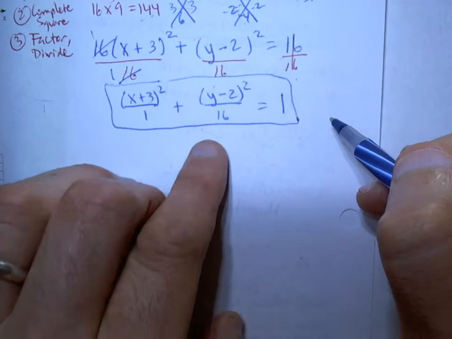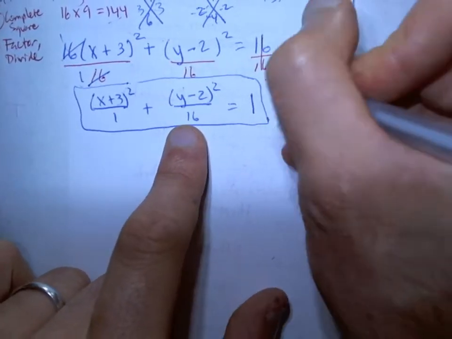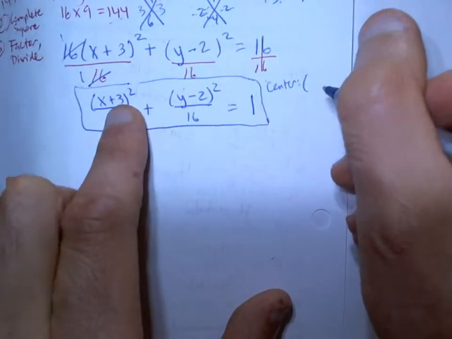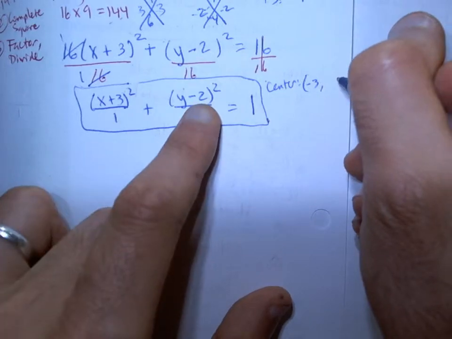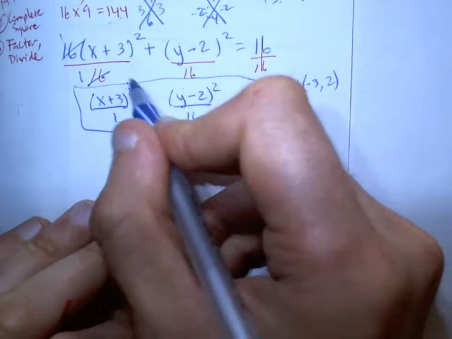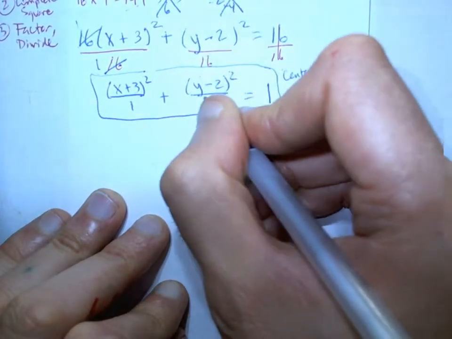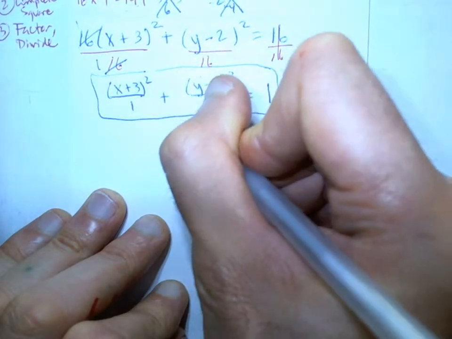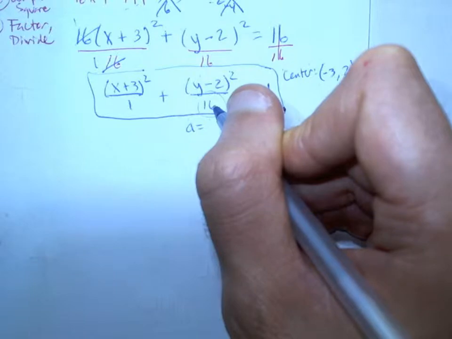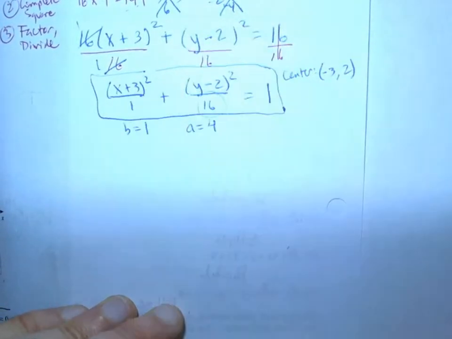We have finally reached our goal. We have put it into standard form of an ellipse. We knew it's an ellipse from the very beginning. Our center is going to be negative 3 comma 2. All right, our major axis is going to be the y. So therefore, our a is the bigger one, right? a squared is 16. So our a is going to equal square root of 16, which is 4. No problem. And our b equals square root of 1, which is 1.